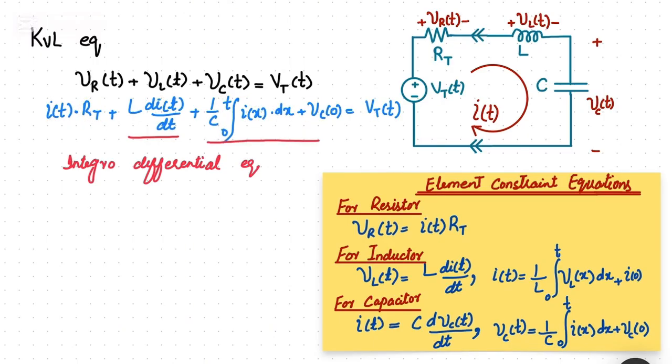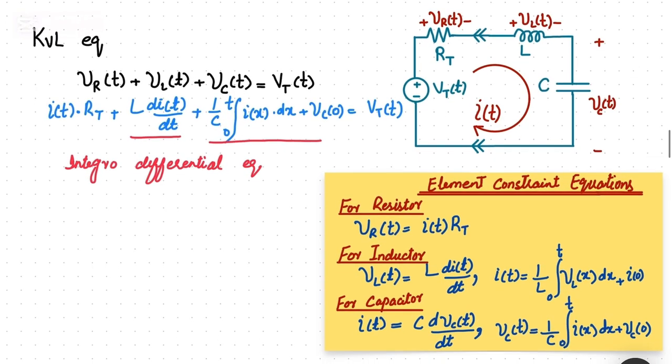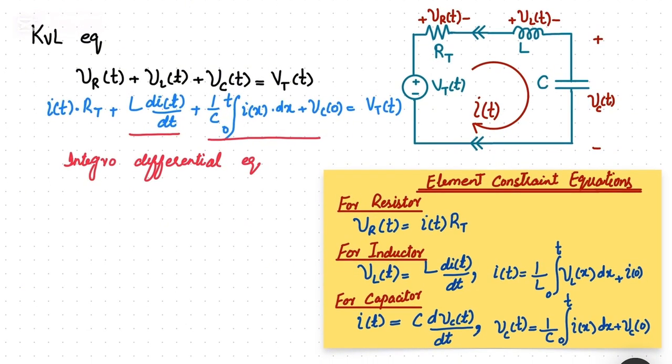It means we can characterize the given RLC circuit using either a second order differential equation in the form of capacitor voltage, or in the form of inductor current using an integro-differential equation, just like over here. Both of these two equations describe the series RLC circuit, so both can be used, but most of the time we go with the second order differential equation, which characterizes the circuit in the form of capacitor voltage.